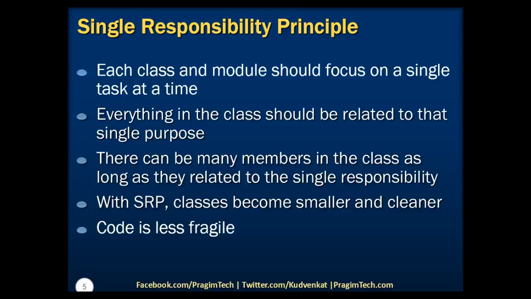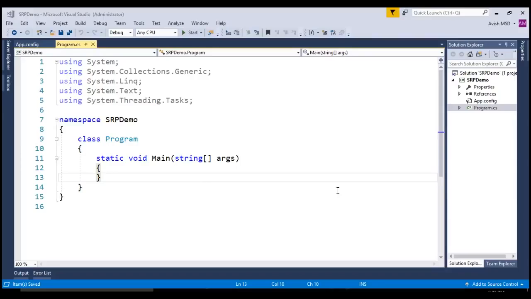Let's now switch to Visual Studio and understand the single responsibility principle with a simple example. Let's say we need to create an application that performs a user's login and registration. Not just login and registration, post that it should be able to send an email to the user depending on the status of his login or registration. However, we should also be able to log any exceptions that may occur in this process as well.